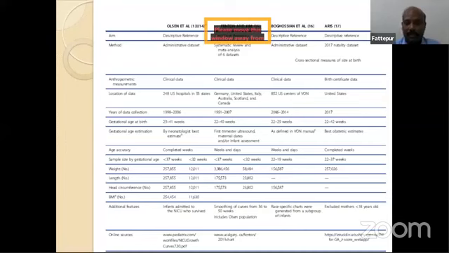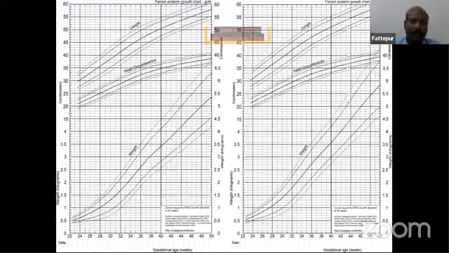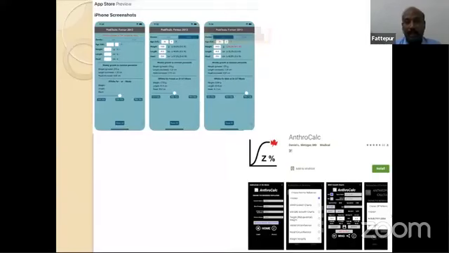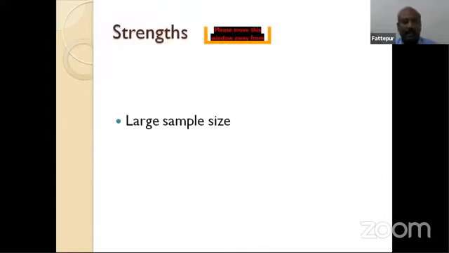This is the Fenton chart for both boys and girls, with different centiles. They have come in apps also. We can download these apps on iPhone or Android mobile phones and even plot the charts. So what are the strengths? The strength is mainly the large sample size. In each of the studies, almost 5,000, 6,000, maybe 10,000 babies were charted out. The large sample size will decrease the errors.